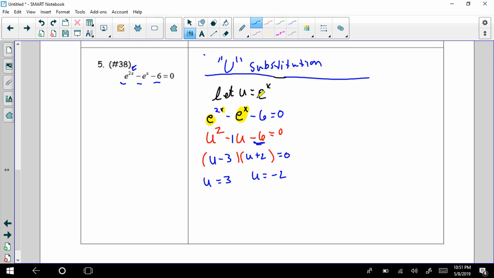And then we replace back what our u is so that we can finish this problem. So u is e to the x. So over here, e to the x is equal to 3. Well, that doesn't help me because e is an irrational number. So I have to convert it. So log base e, and remember, reminder, log base e is your natural log.